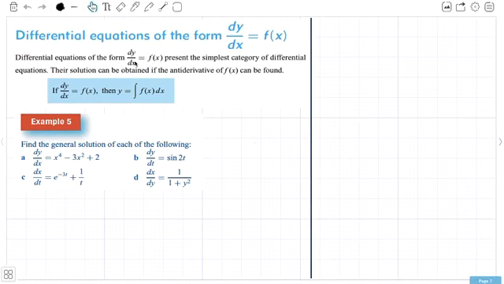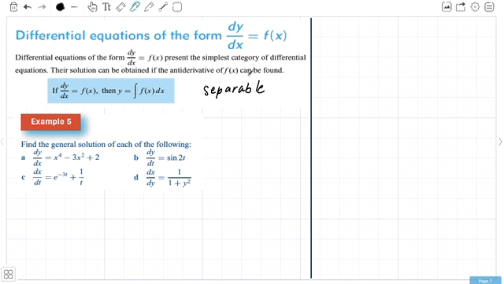Differential equations we're looking at now are of the form dy/dx equals a function of x, and these are called separable differential equations. Separable means that you can separate out the y's and the x's so that you have all the x stuff together on one side of the equation and all the y stuff together on the other.